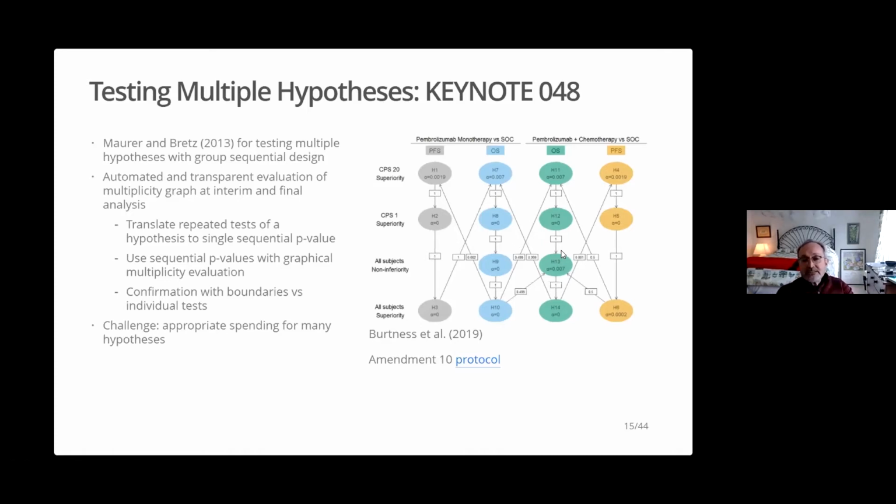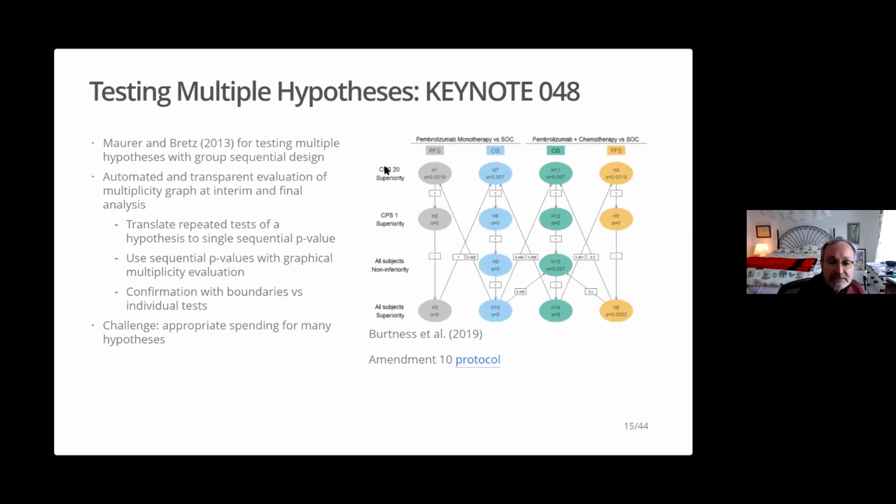So there are two endpoints. There's progression-free survival and overall survival. You can see that across the top here. There are two experimental groups. There's monotherapy and there's combination of chemotherapy plus immunotherapy, both versus a common standard of care.